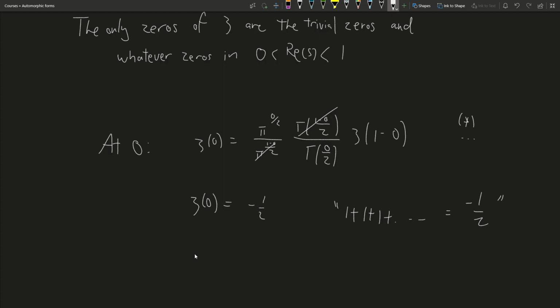Similarly, you'll see people write 1 plus 2 plus 3 plus dot dot dot equals minus 1 over 12. And that comes from the fact that zeta of minus 1 is minus 1 over 12. Again, pretending that you can use the series definition when you're not in the region of absolute convergence. You can't actually do that, but this is kind of fun, you know?